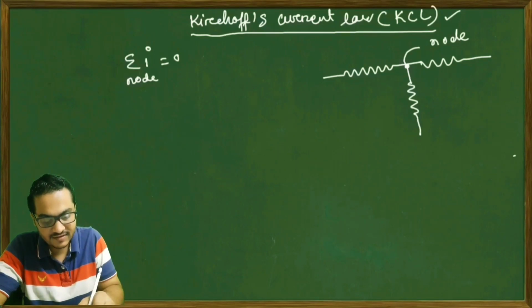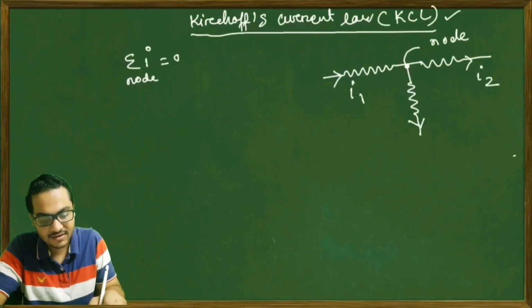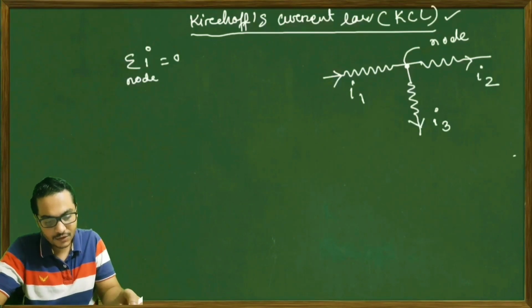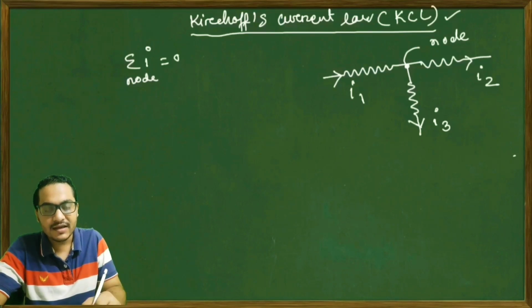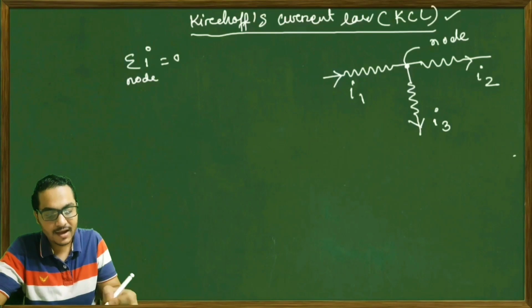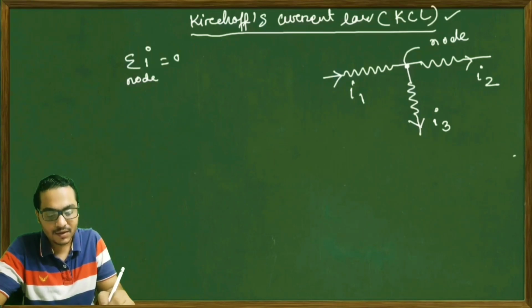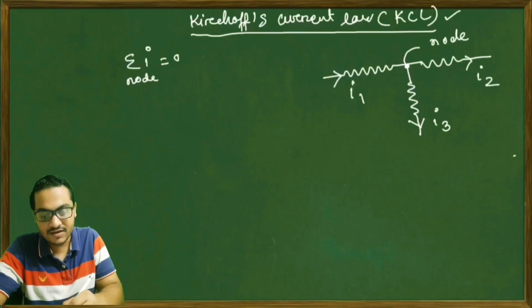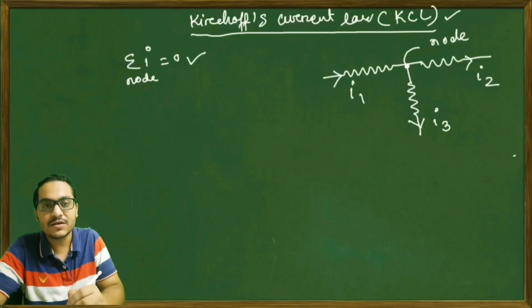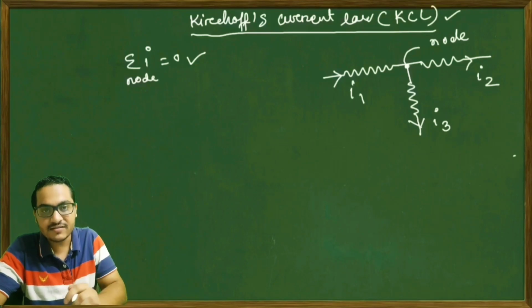So let this is a resistance and the current flows through it. Let's say this is I1 and let's say this is I2 and let's say this is I3. So here the current I1 is entering this node, and this current I2 is leaving this node, and this I3 current is also leaving this node. So Kirchhoff's current law states that the sum of all current entering and leaving is equal to 0 with proper sign convention. Means this equation must be associated with proper sign convention. Okay. So what is the sign convention?